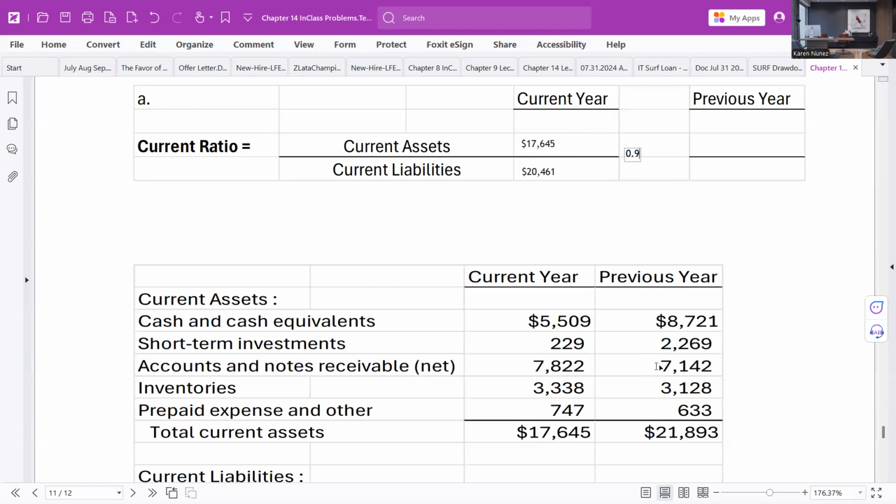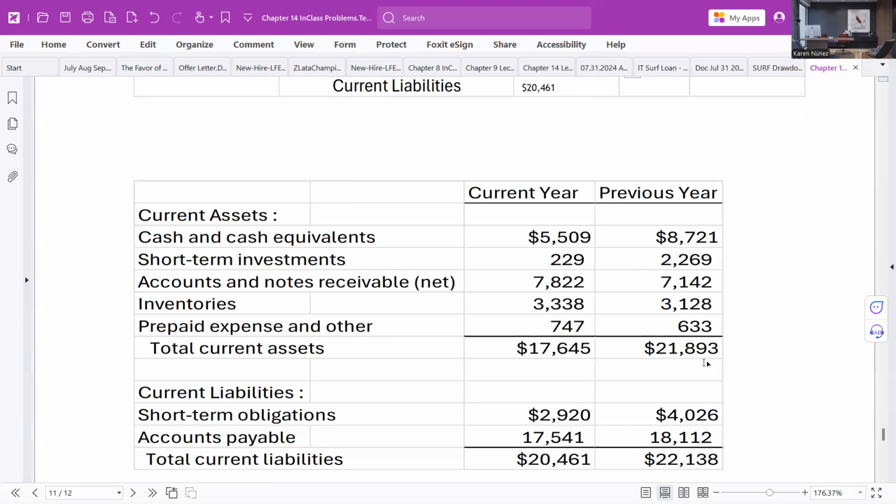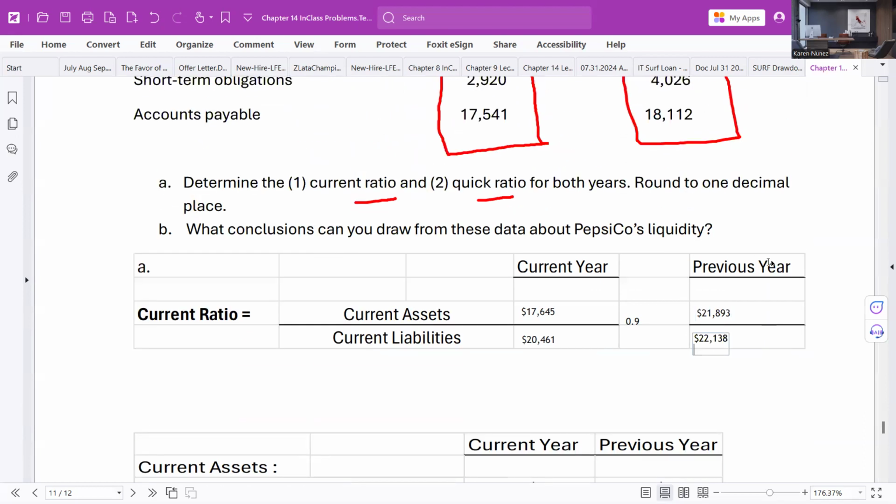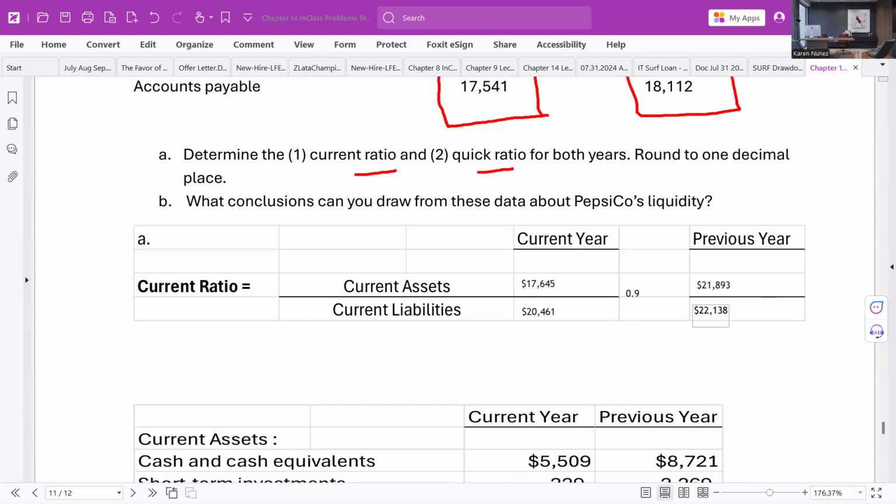And if we were to do the same thing for the previous year, well, I've got the measures summarized down here, the numbers, if you will, the 21,893 of assets and the 22,138 of current liabilities. So if we do the previous year, if I put those up here, we have the 21,893, and we have this 22,183. Put that there, and if we round to one decimal, so you can at least get some sense here.